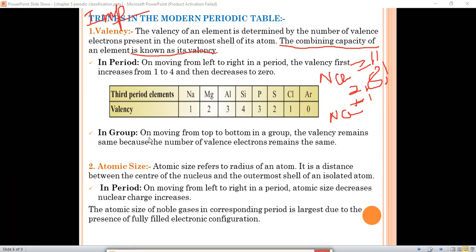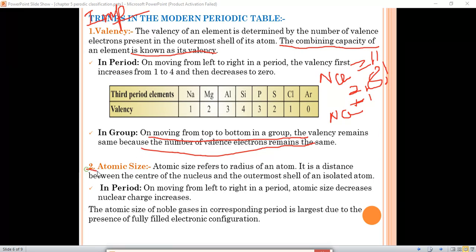In a group, what happens? When we move from top to bottom in a group, the valency remains the same because the number of valence electrons remains the same. We have read that in a particular group, when we move from top to bottom, the number of valence electrons is the same. If valence electrons are the same, then obviously the valency will also be the same. So you have to remember, in a period, it increases from 1 to 4 and again it decreases to 0. But in a group, the valency remains the same.